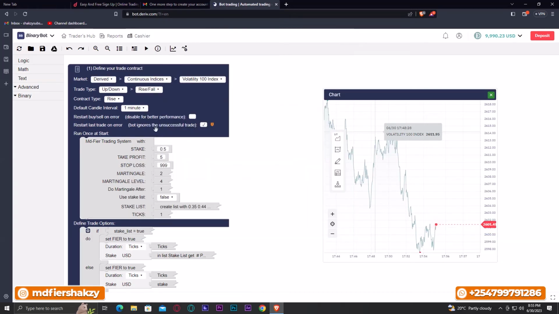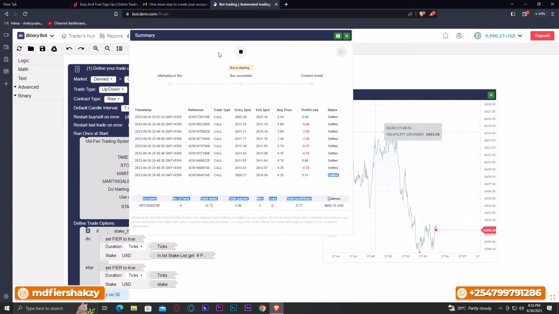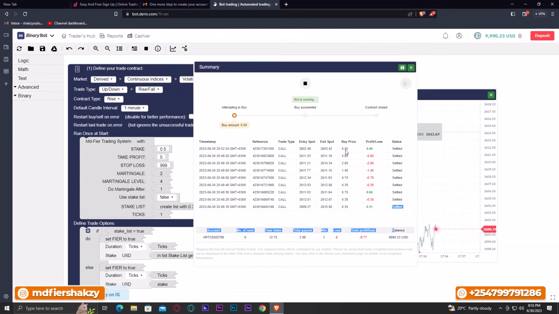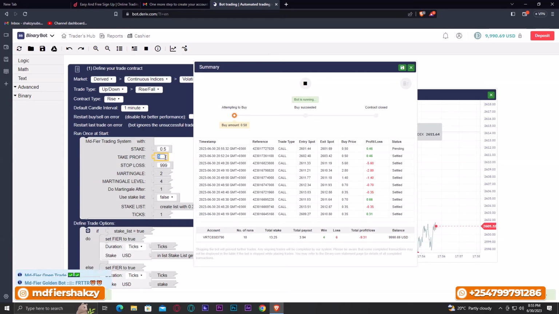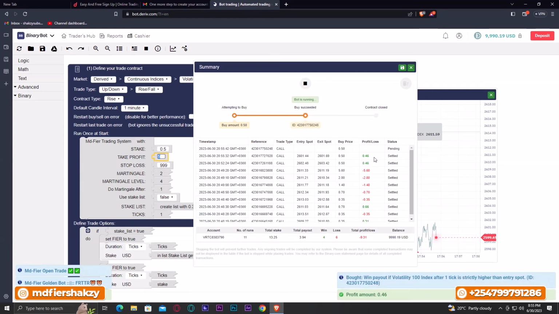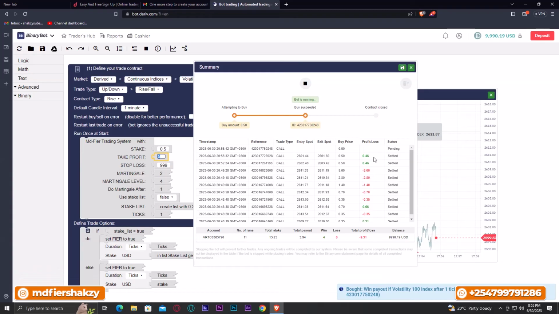So the stake, it will buy using what I'll put here on the stake. These values you can always change. The take profit is what is my target. You know, a bot runs in seconds. That is one run. You see it has one run, it is making another run. So this bot runs in seconds.